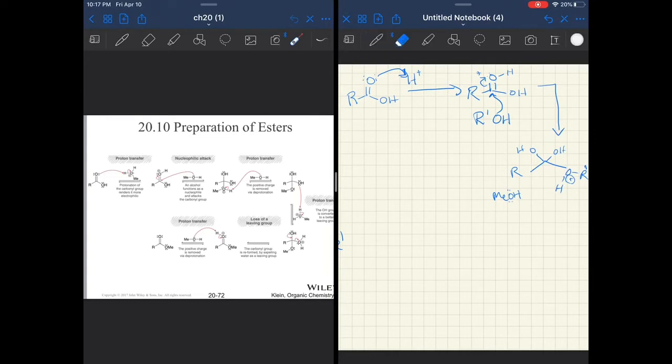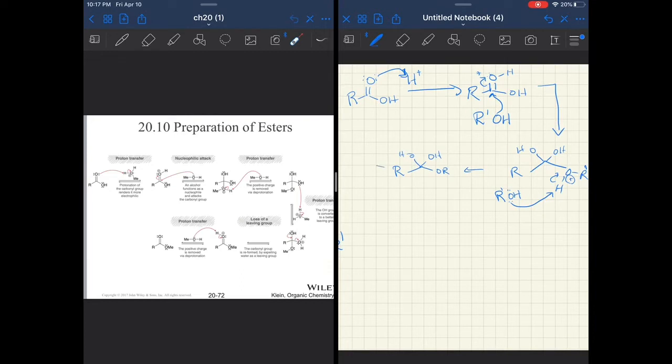It would probably be good if I would be consistent here and just keep calling this ROH. There we go. The alcohol can pick up that proton, right? Then we have our neutral intermediate where we have 2 alcohols and an OR group.